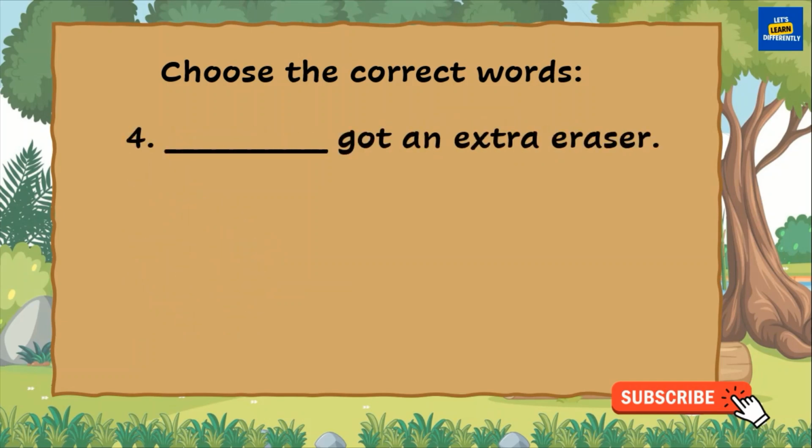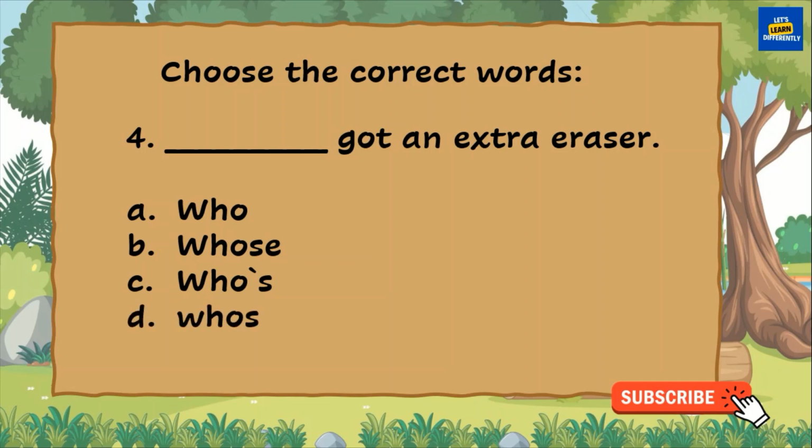Number 4. Dash got an extra eraser. The options are A. Who, B. Who's, C. Whose, D. Whose. And the correct answer is who's got an extra eraser.